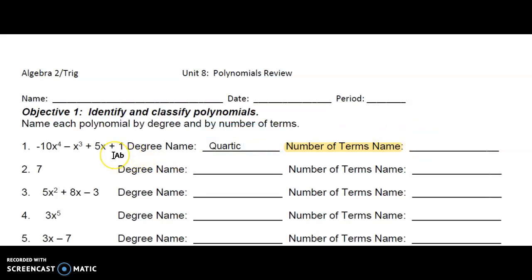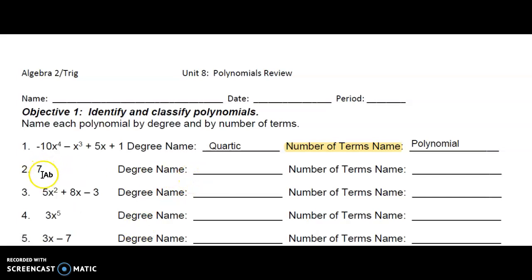When we're looking at number of terms, we're simply counting how many terms we have. We have 1, 2, 3, 4 terms. So something with 4 terms is called a polynomial. That's because any polynomial with number of terms higher than 4 is just called a polynomial. There's no special name for anything over 4.